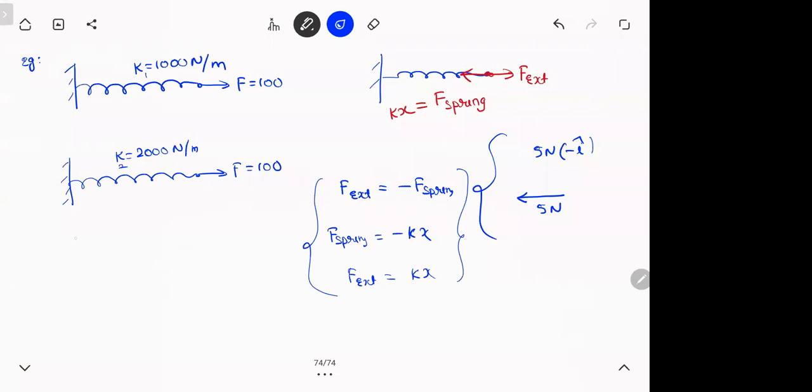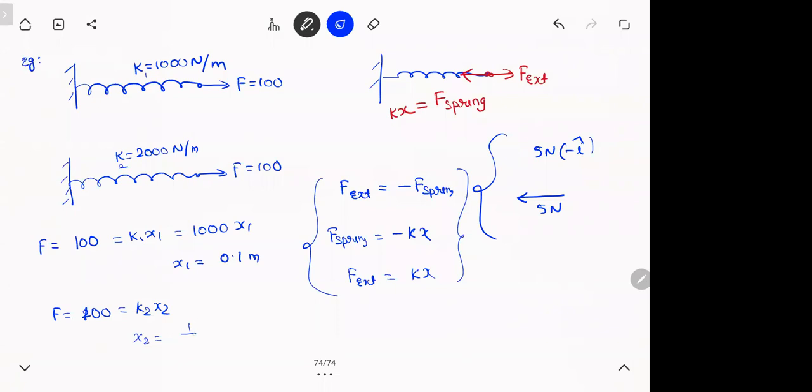Done. So then here we get the first one. F is 100, which is K1 X1. K1 is 1000, so X1 is 1 by 10, 0.1 meter. The second one, F is 100, which is K2 X2.